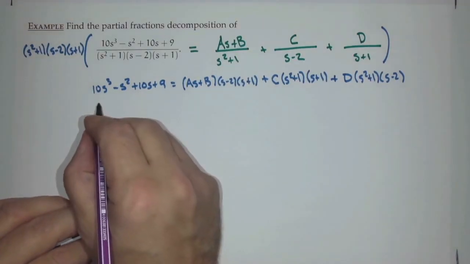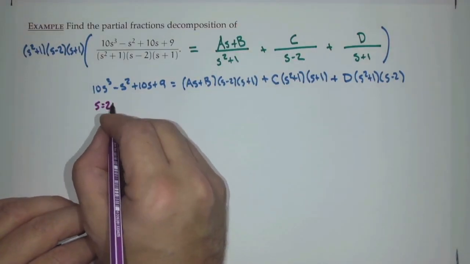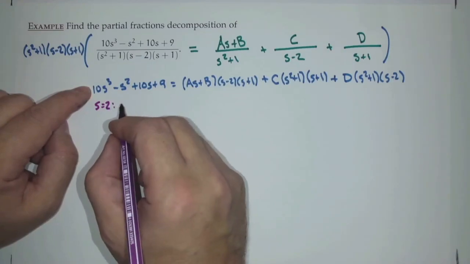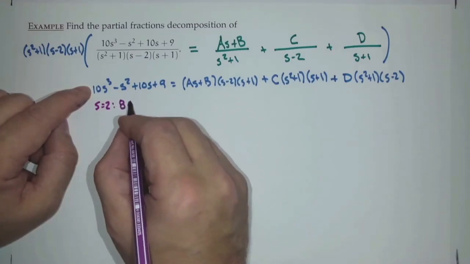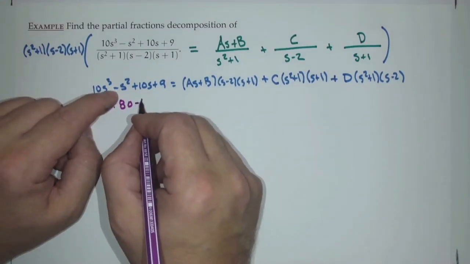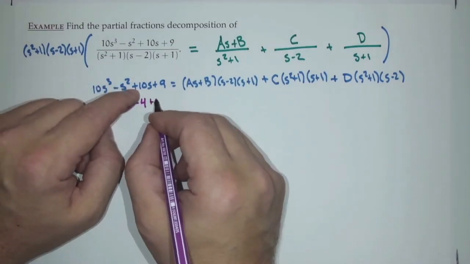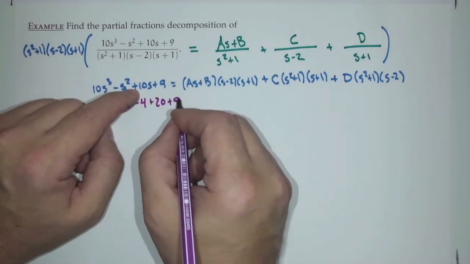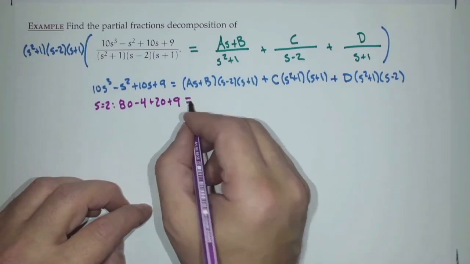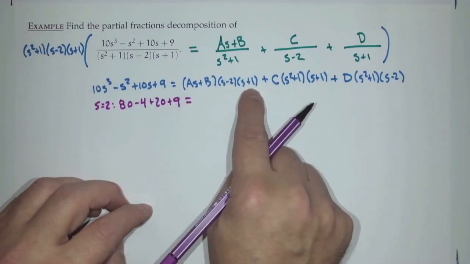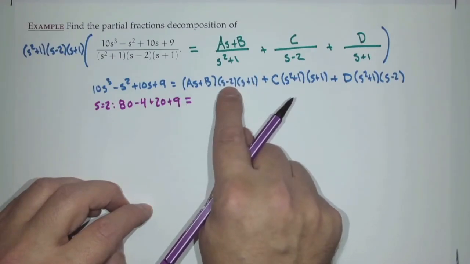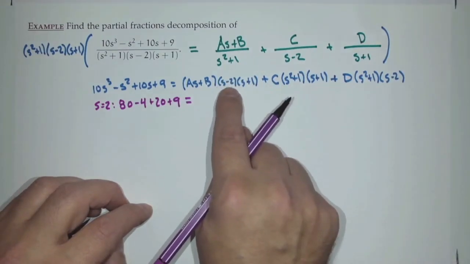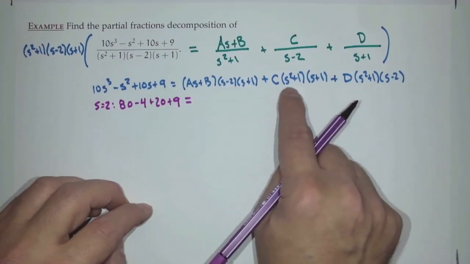2? All right, so let's plug in 2. 10 times 2 cubed, 80. 2 squared, 4. 2 times 10, 20, and plus 9. Okay, when we plug 2 into the first piece, what do we get? 0, because of the s minus 2. See, that's why we chose 2. It wasn't just random. What do we get here?